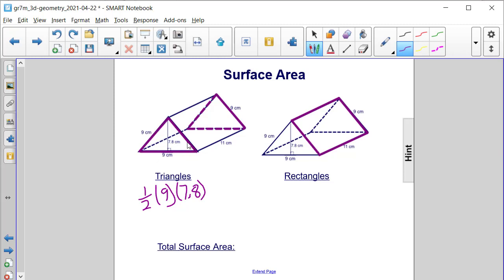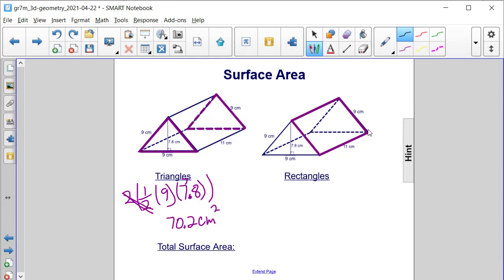And since we have this equilateral triangle in the front and in the back, we can multiply this whole formula by 2 to account for both of them in the same formula. So if we do that, the 2 and the 1/2 cancel each other out because 2 times 1/2 is 1. And then if we multiply 9 times 7.8, we're going to get 70.2 square centimeters.